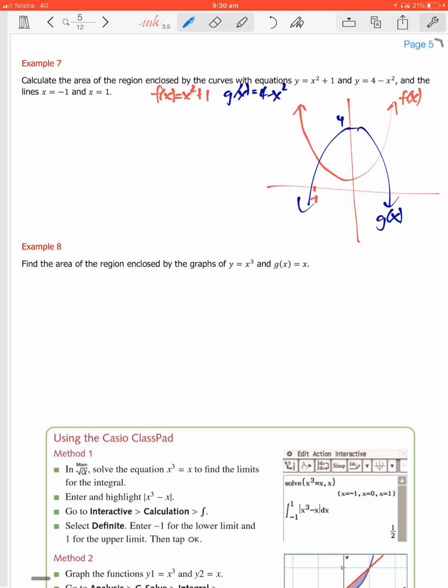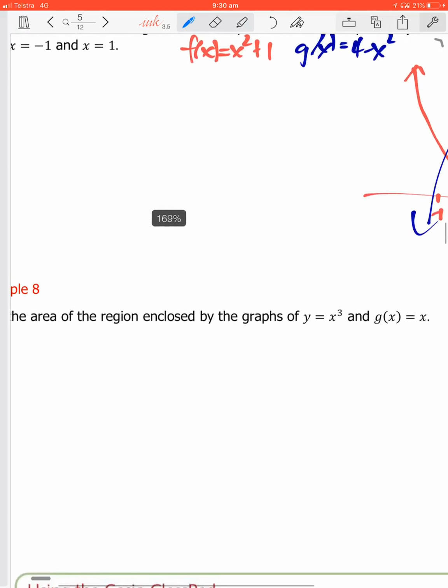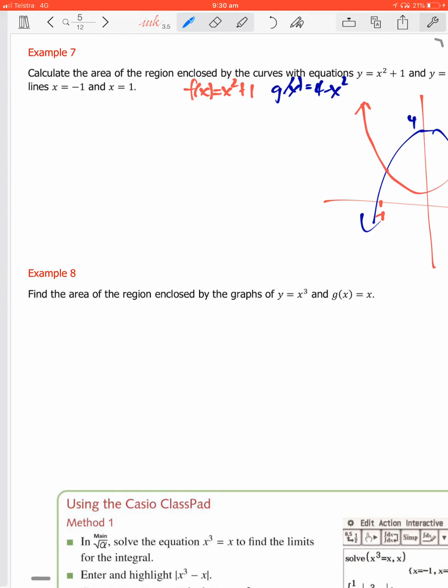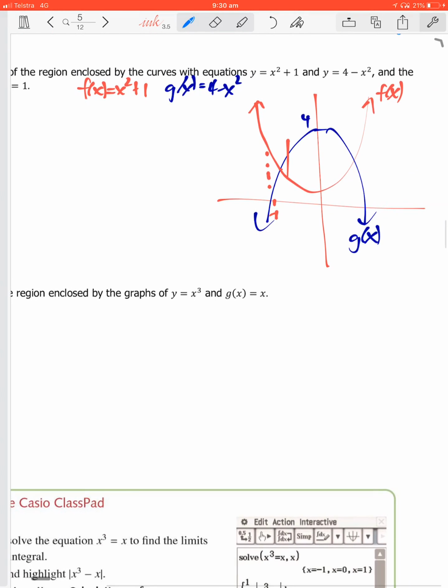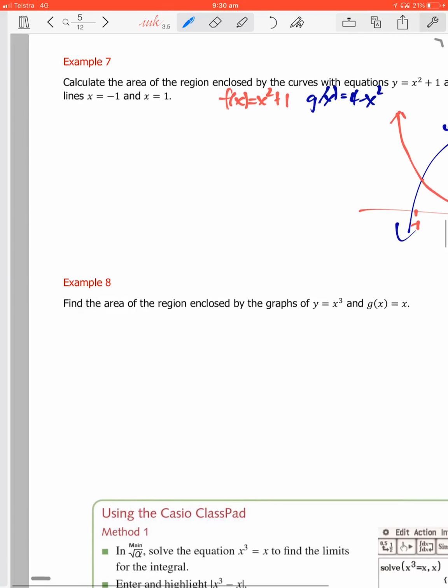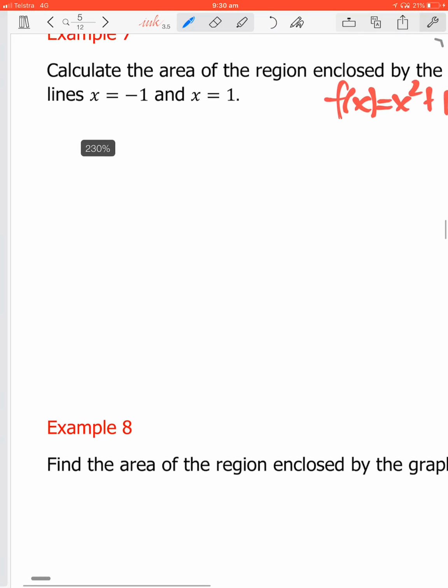Now, does -1 occur out here or does it occur inside here? Well, that's something we've got to find out. So let's find out where they intersect. Because if they intersect outside -1, then we just need to find it from -1 to 1. But if they intersect inside -1, we're going to have to split it up into 3 regions. We're going to have this region, then that region, and then that region, and we'll end up with a lolly wrapper. But I know what the answer is, but let's work it out.